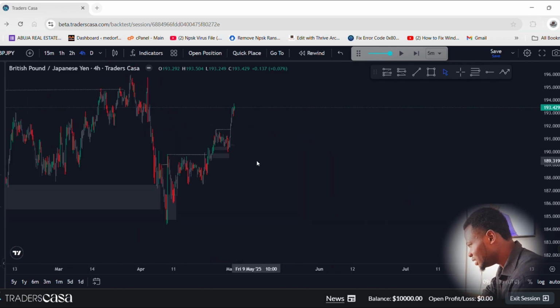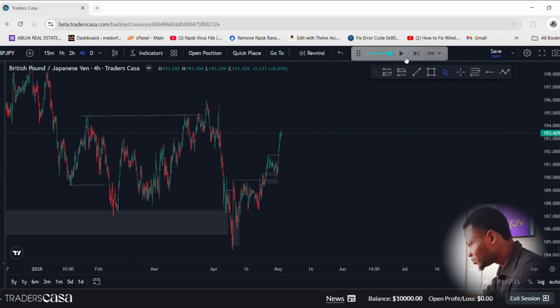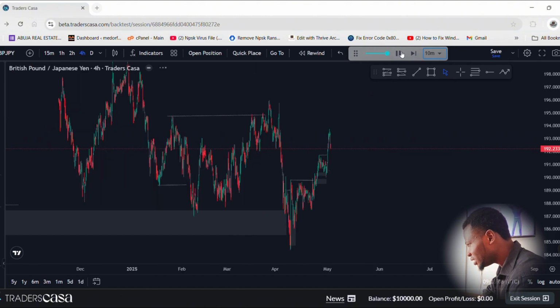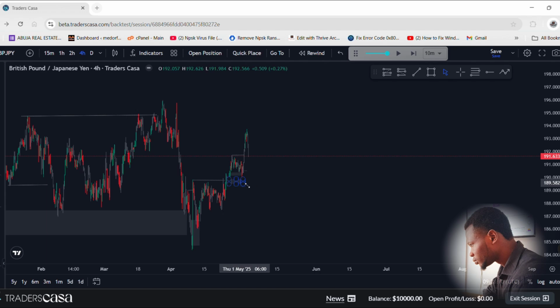Remember, we are in an uptrend, right? You can see where price is actually heading to. So let's play. I would like to increase the time so that it can be as fast as possible. Okay, we are having that retracement coming.